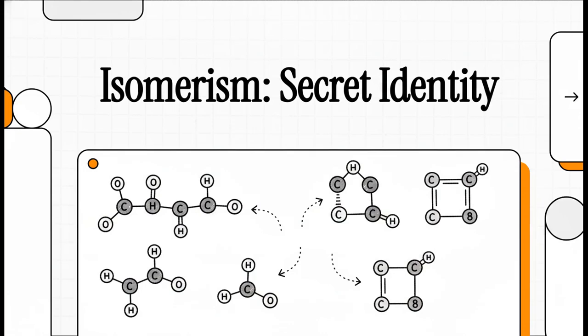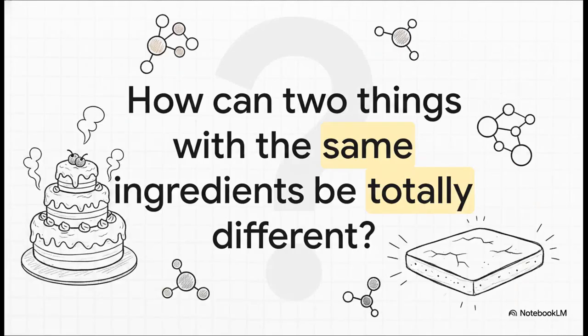All right, let's dive into one of the coolest puzzles in all of chemistry. We're talking about a phenomenon that basically gives molecules a secret identity. It's all about how you can have the exact same ingredients but end up with something completely different. Let's get into it.